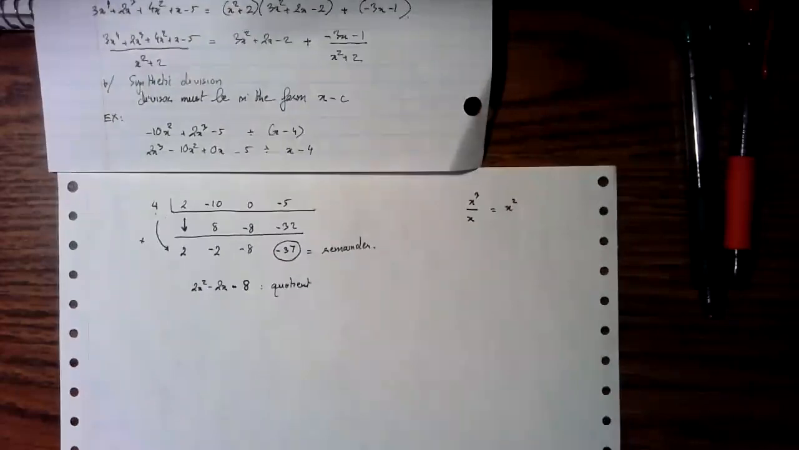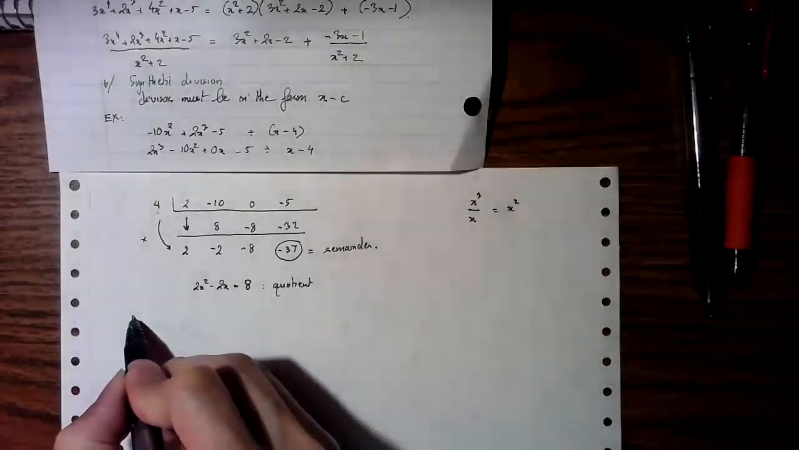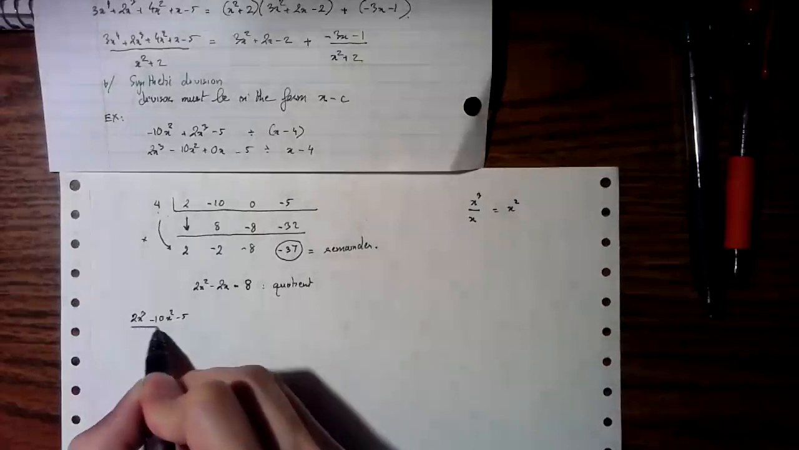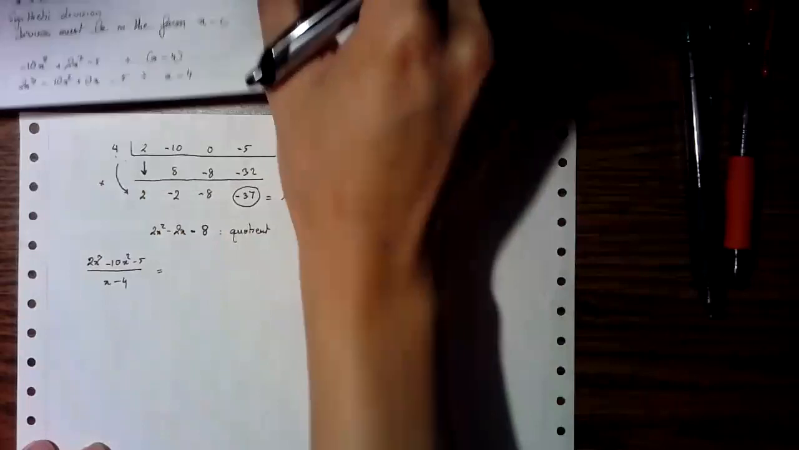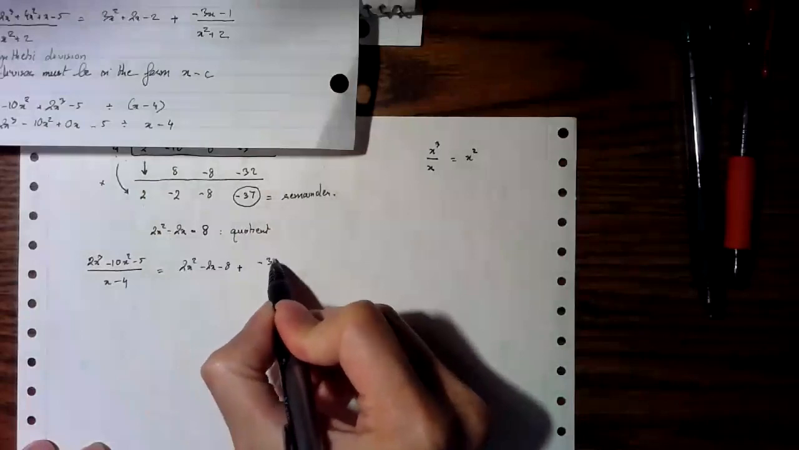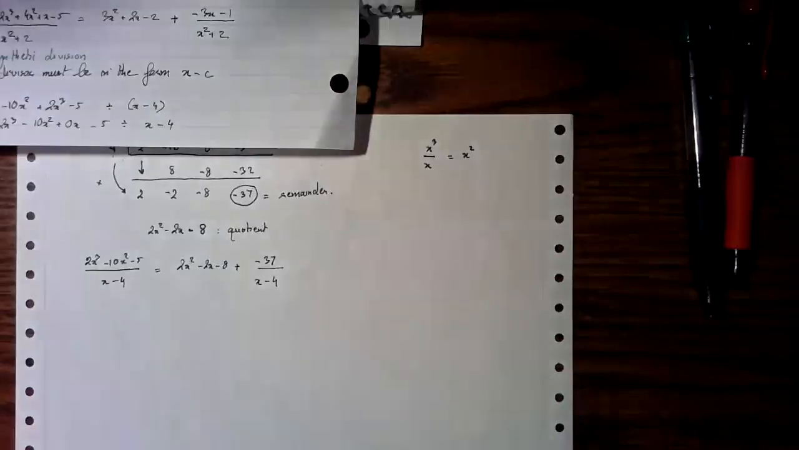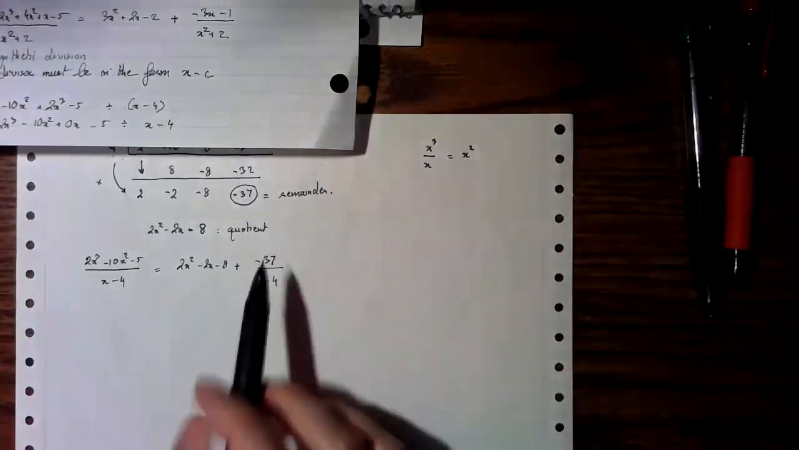Then I can use the Euclidean algorithm to write the final answer. So I can write it like this: 2x to the third minus 10x squared minus 5, divided by x minus 4. Then you will have the quotient, 2x squared minus 2x minus 8, and the remainder, which is -37 on the top over x minus 4. So this is the quotient, and the remainder is right here.